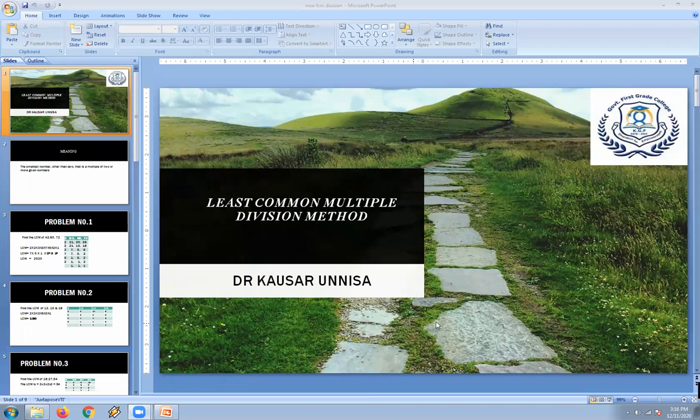Today we are going to discuss the LCM. In the LCM also we have two methods: one is the factorization method as well as the division method. Let us see how to calculate the LCM, which is nothing but the least common multiple.